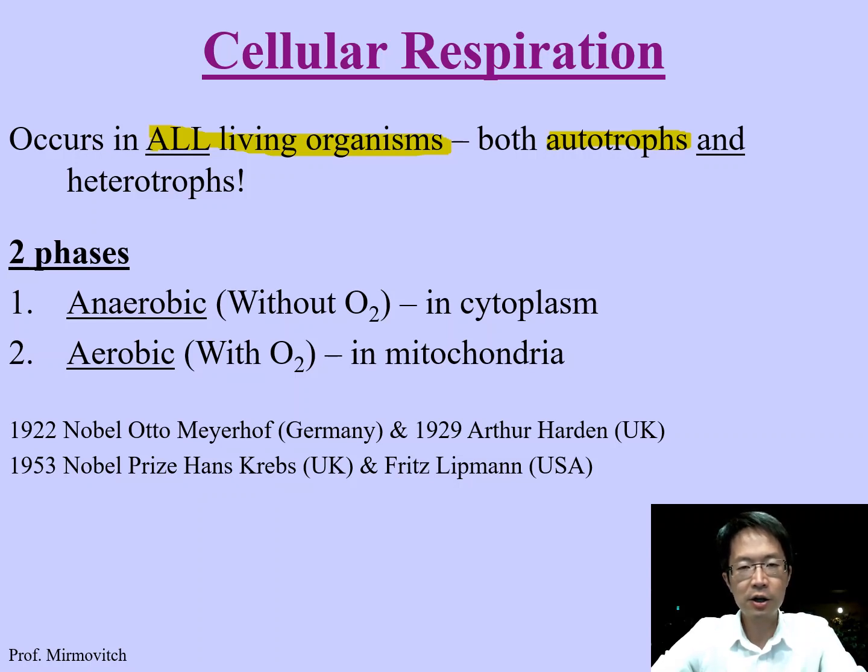Because as long as the organism is alive or living, then the organism will make ATP. We have two phases, anaerobic and aerobic. Anaerobic occurs in the cytoplasm, aerobic occurs in the mitochondria. This is something that you need to know. Anaerobic is basically what we call glycolysis. Aerobic is the rest of it, and we'll talk about them. And cellular respiration is a Nobel Prize winning discovery.